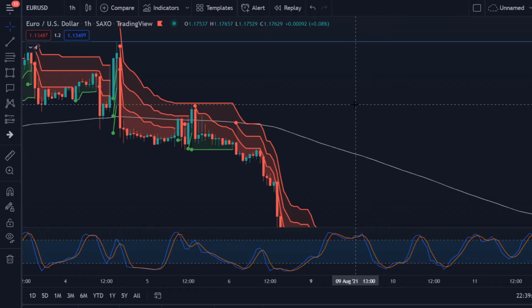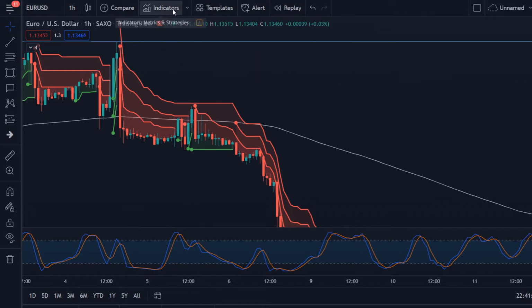Okay, as I mentioned earlier, this will be a trend following strategy. So we really need to wait for a trend to occur because, of course, then our win rate will be the highest. So let me go over the indicators.